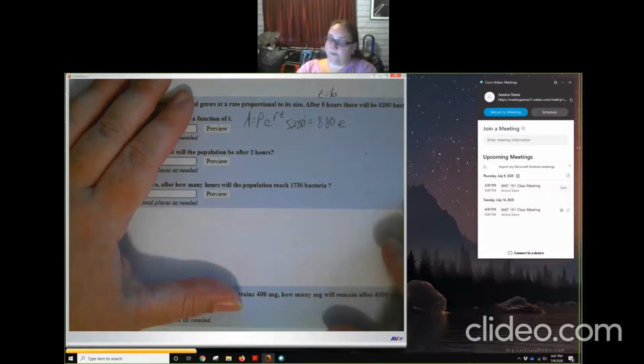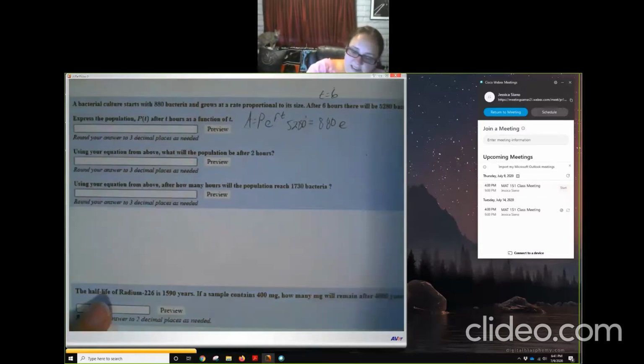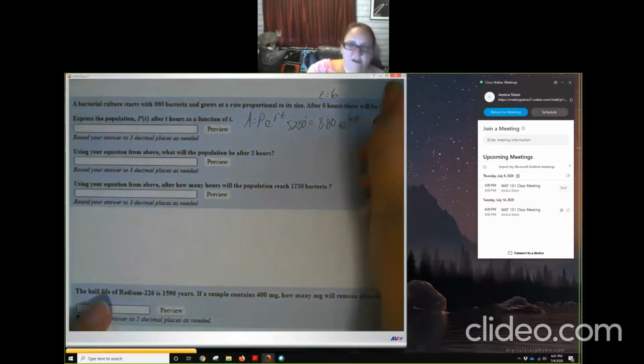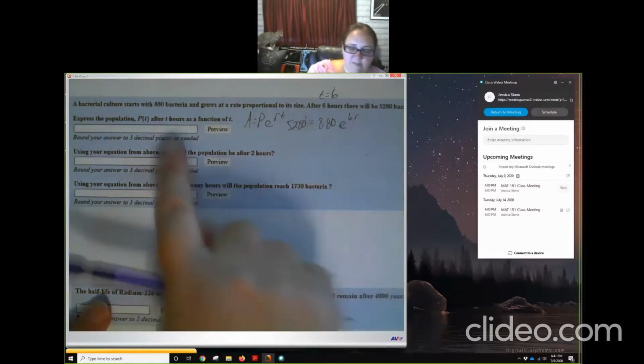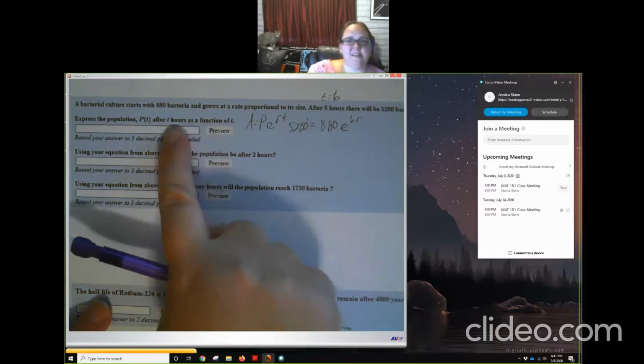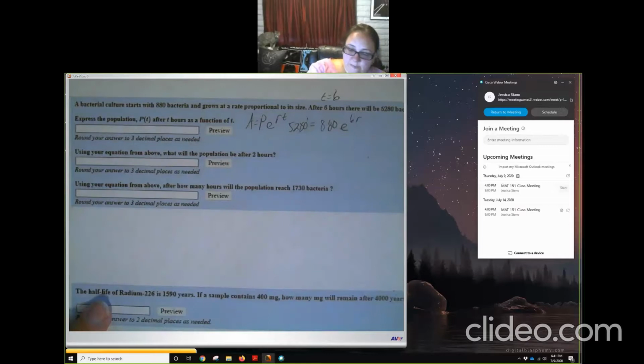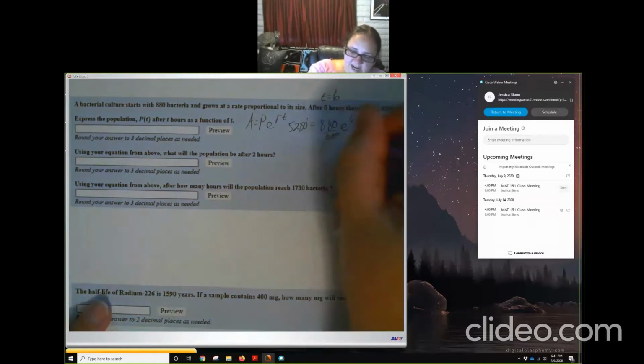e to the 6r, because we need to know the rate in order to be able to express this as a function of time. So then I'm going to divide by 880.